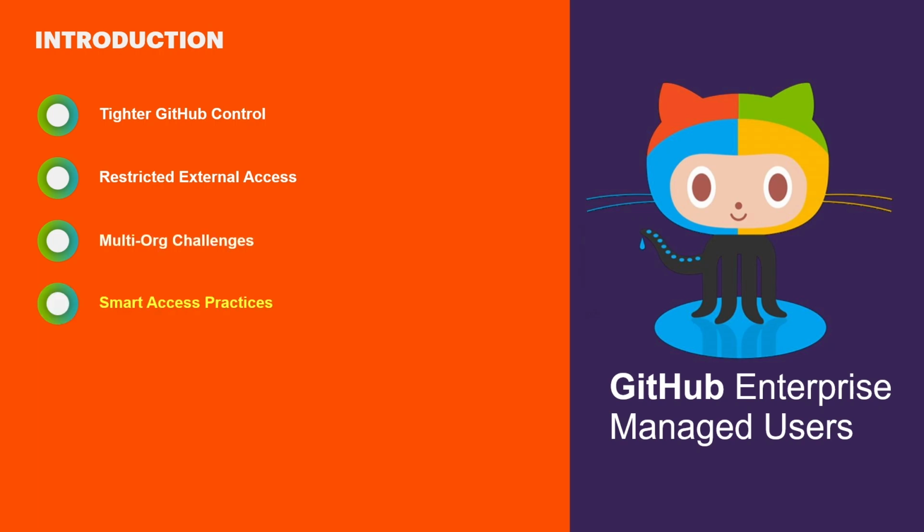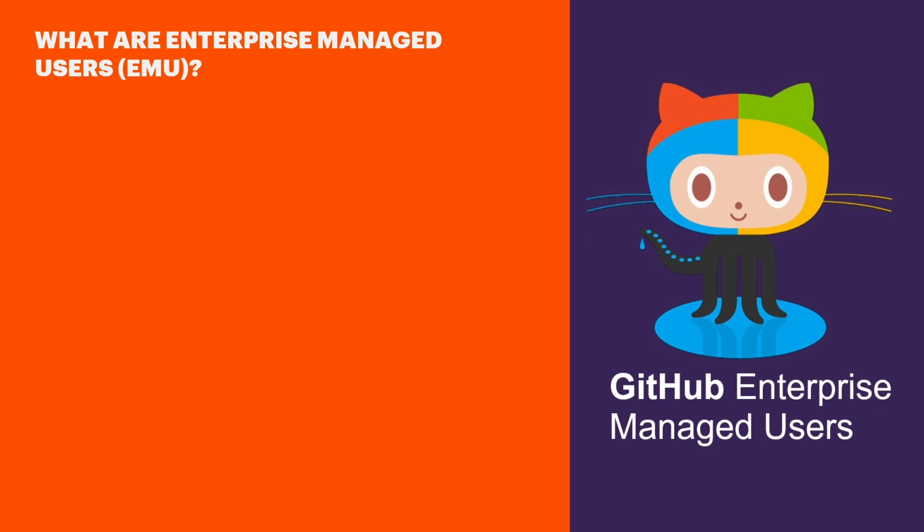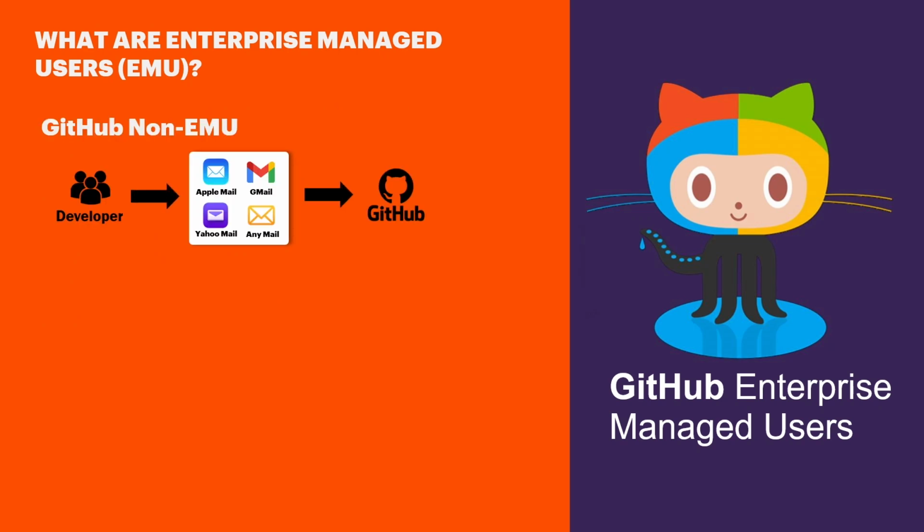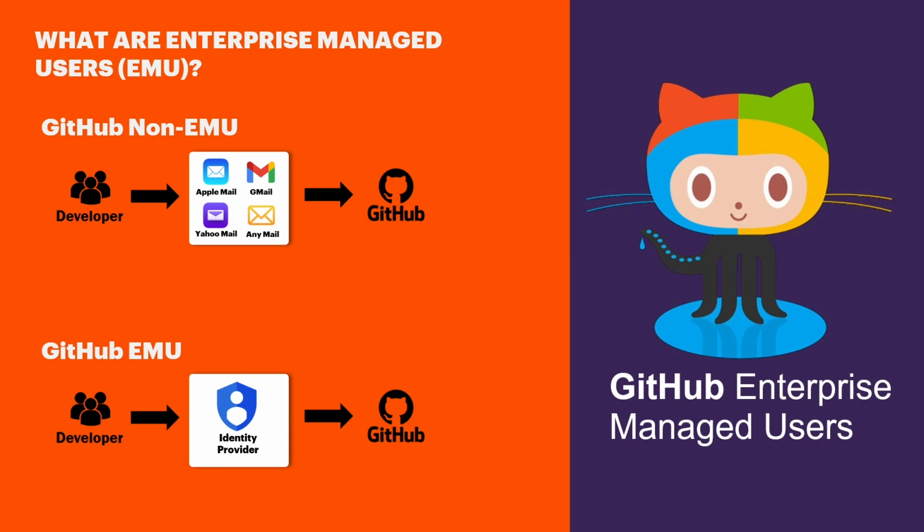email or access conflicts. Traditionally, developers create personal GitHub accounts using an email like Gmail, Yahoo, Apple, you name it. But with GitHub Enterprise Managed Users, companies like IBM integrate GitHub with their corporate identity system such as Entra ID. That means your GitHub account is created and managed by your company's IT team, not by you. Your GitHub username and email are directly tied to your corporate identity.